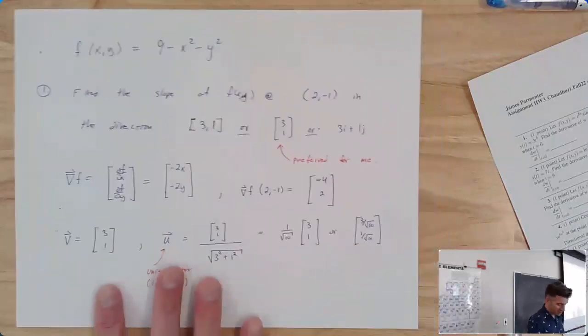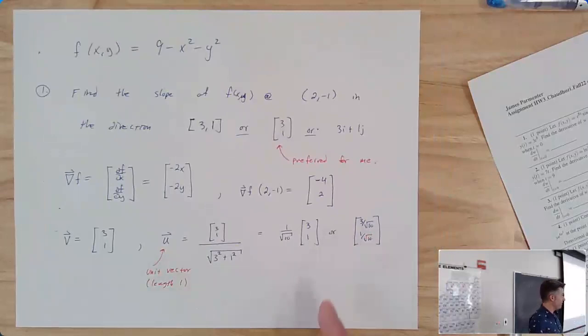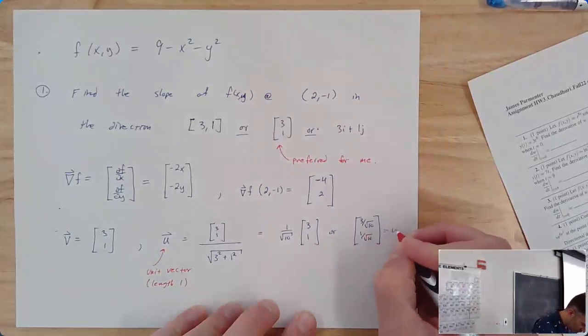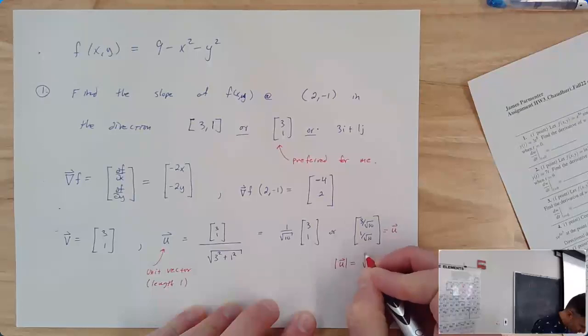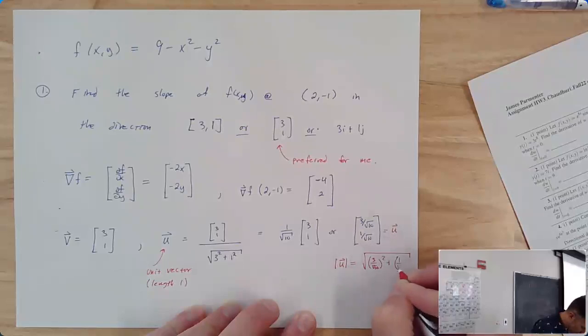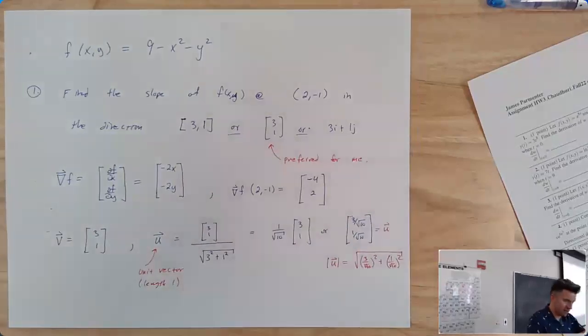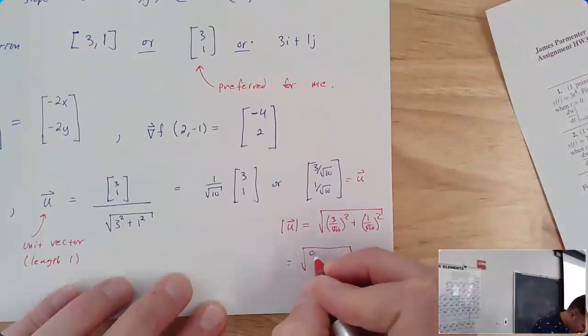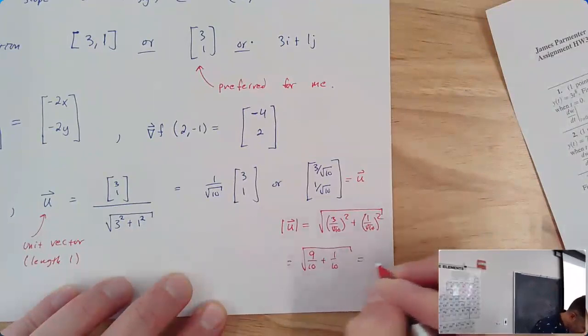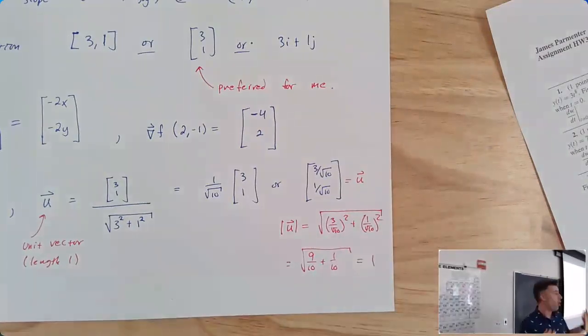I will point out, if you found the length of this new vector, it would have a length of 1. Just to be super extra clear, if this is my vector u, it is in fact true that the magnitude of u is the square root of 3 over root 10 squared plus 1 over root 10 squared. Let me zoom in a little bit here. Which is just going to equal the square root of 9/10 plus 1/10, which is exactly the square root of 1, which is 1. So that is always the effect of dividing a vector by its own length. You get a new vector pointing in the same direction, but that has a length of 1.